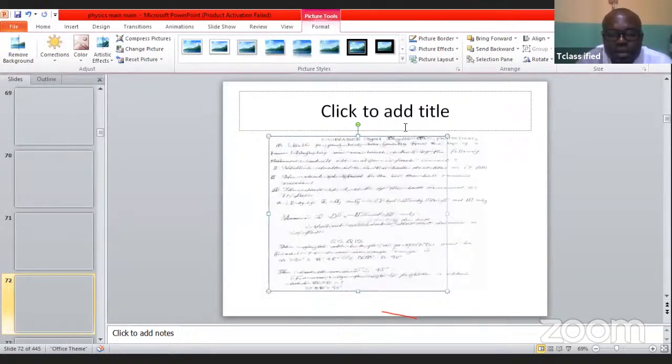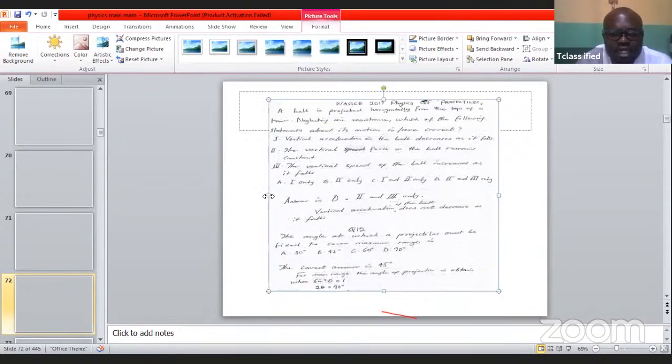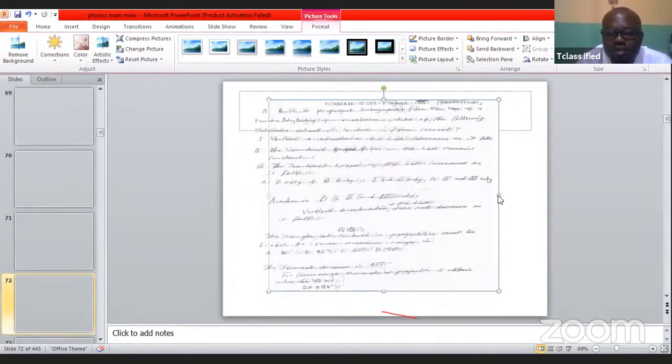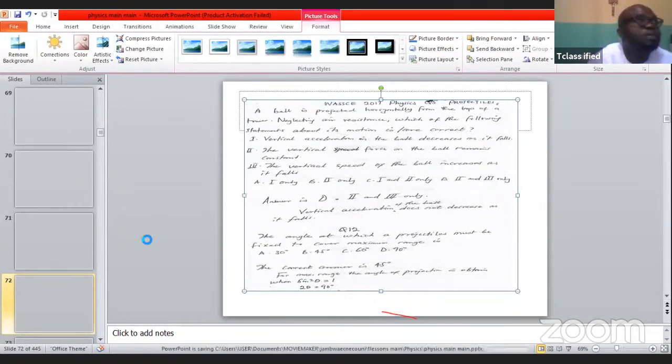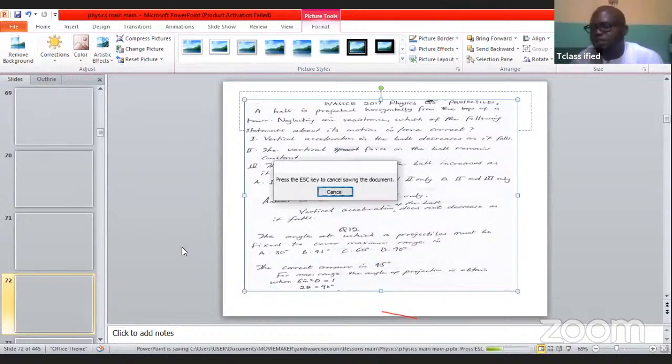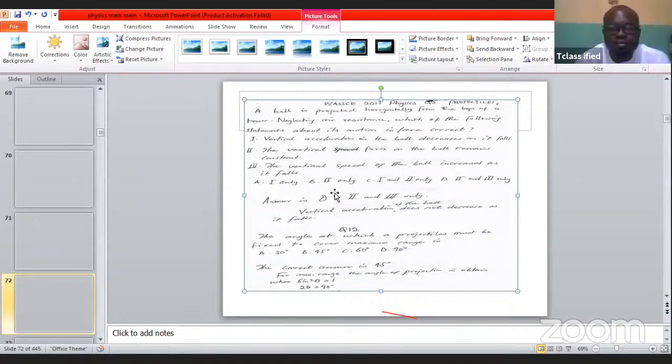Who can tell me the angle of inclination needed for there to be maximum range? What's the angle of inclination needed to have maximum range? Angle 45. 45, thank you, Uchi. Nice one.